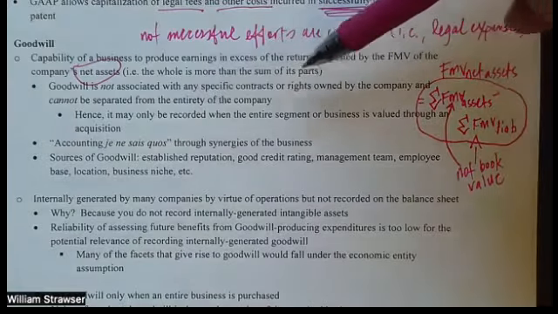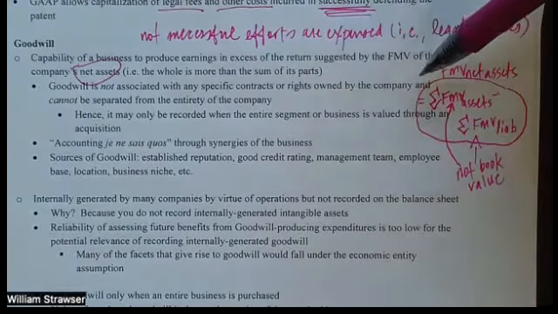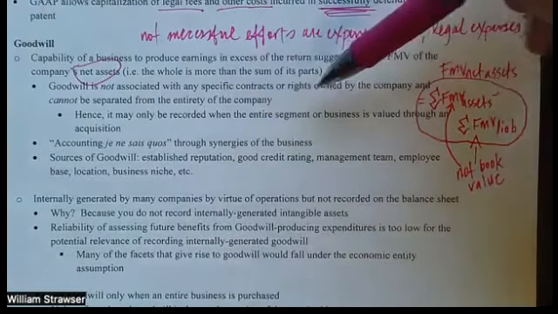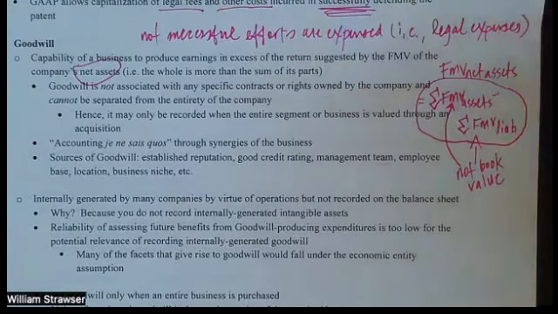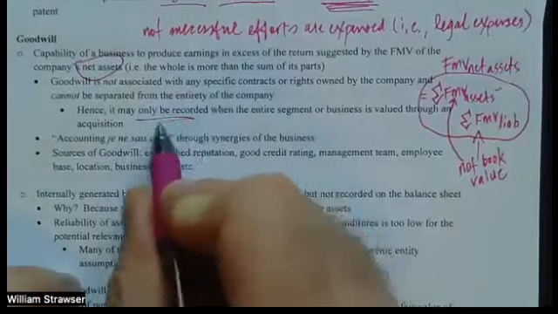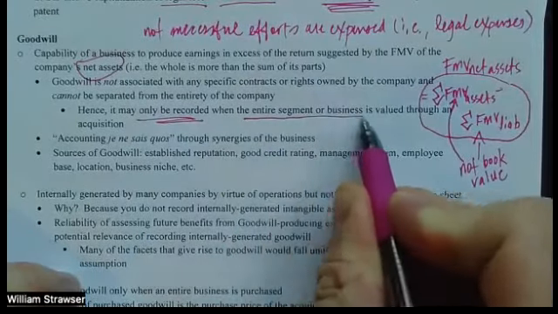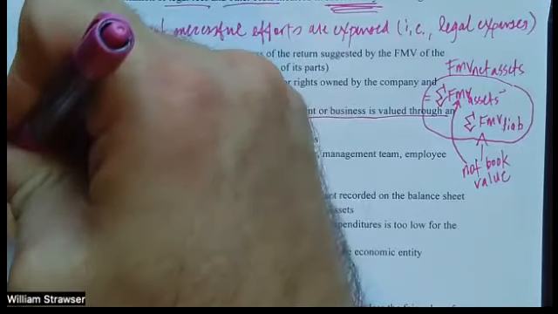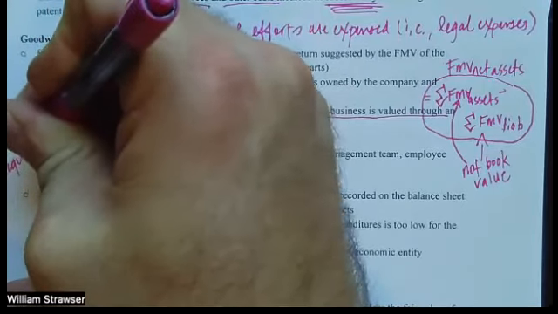Goodwill is not associated with specific contractual rights of the company and cannot be separated from the company. So it's not just like, oh, let me sign over my goodwill to you, let me sell it separately, right? Therefore, because we can't separate it from a company, the only time it can be recorded is when the entire segment or business is valued through an acquisition. So only recorded after merger and acquisition, M&A accounting.